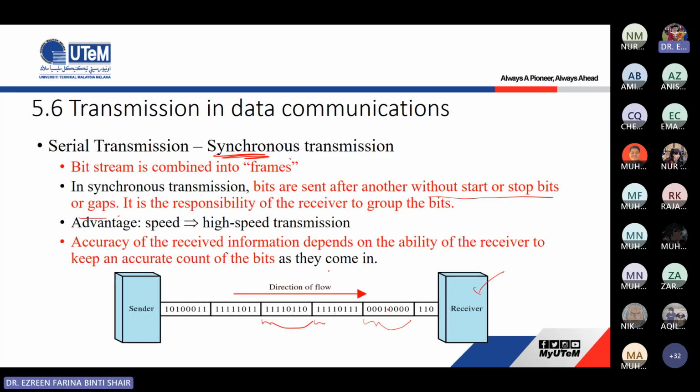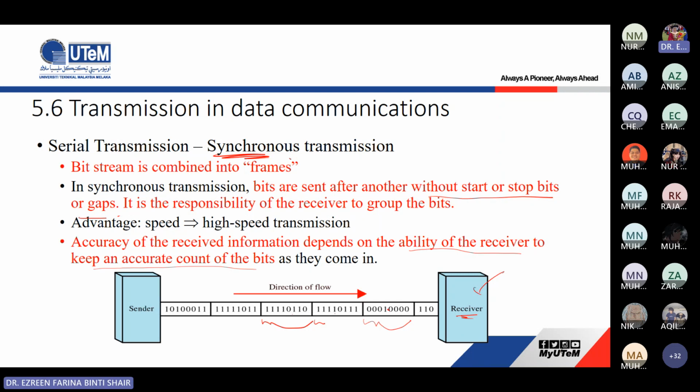For this one, the stream of bits is sent continuously. The accuracy of the received information depends on the ability of the receiver to keep an accurate count of the bits. This is what I said just now. The accuracy of the information depends on the ability of the receiver to count the bits, count it one by one: 1, 2, 3, 4, 5, 6, 7, and 8. So this is the difference between asynchronous transmission and synchronous transmission.